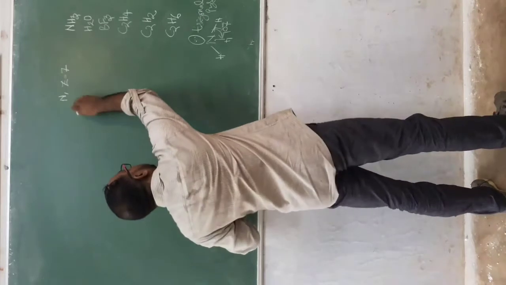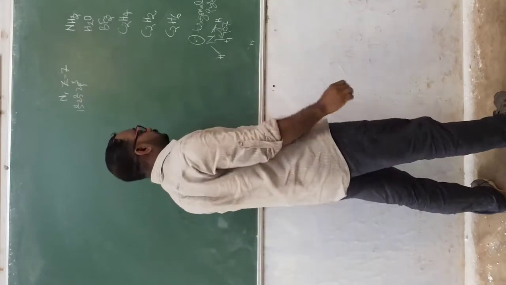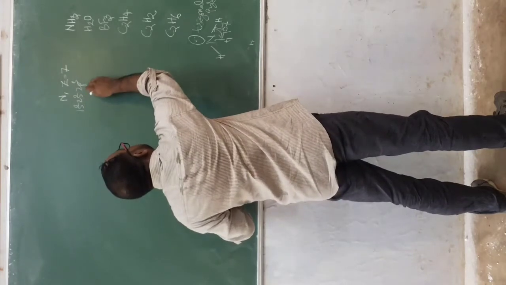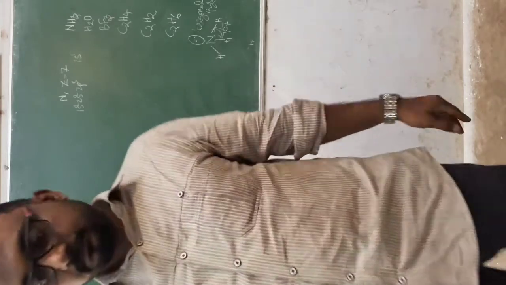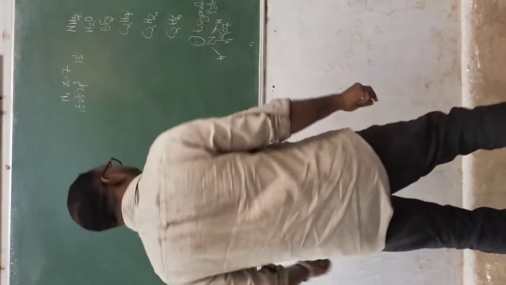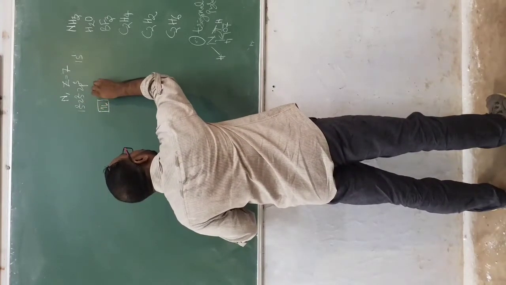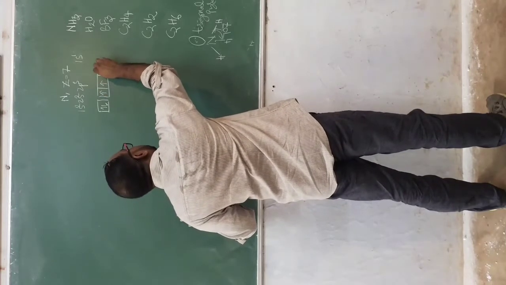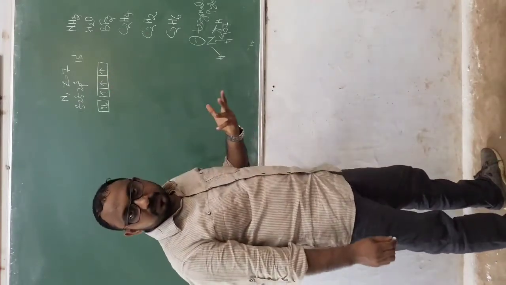First, you have to write down the electronic configuration: 1s2, 2s2, 2p3, and for hydrogen, 1s1. There is a question: why do we require hybridization? This is the electronic configuration of nitrogen, with 3 orbitals having an unpaired electron. Then why should we go for hybridization?